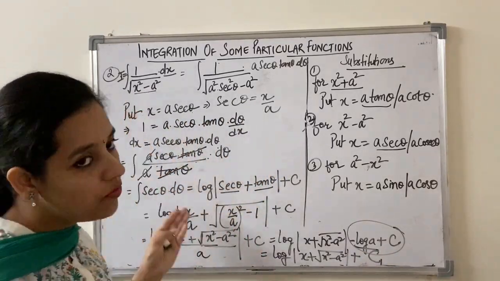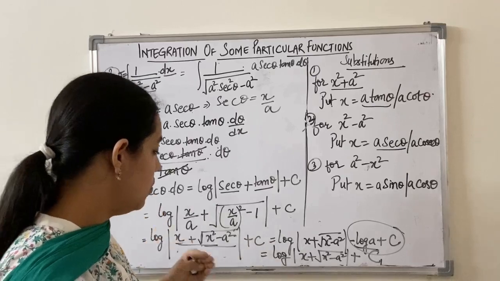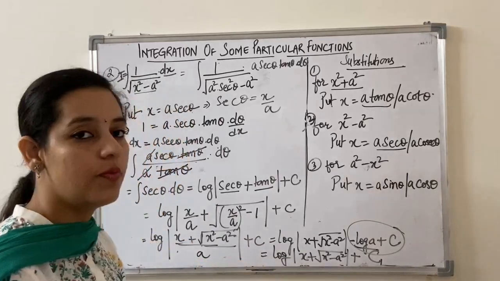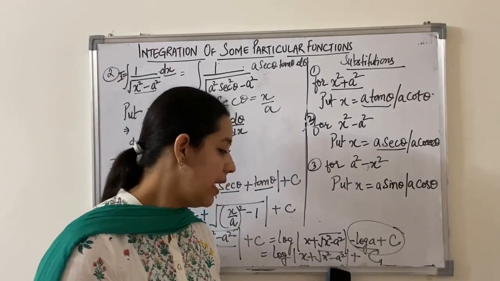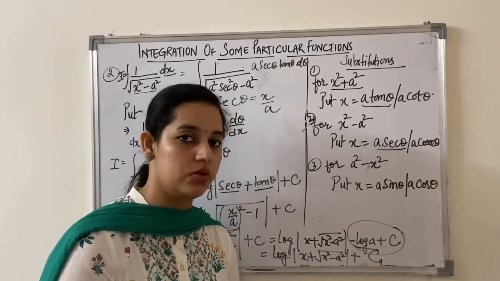So we have another formula which we have derived. So it gives you the answer as log of mod of x plus under root of x square minus a square plus the constant c.